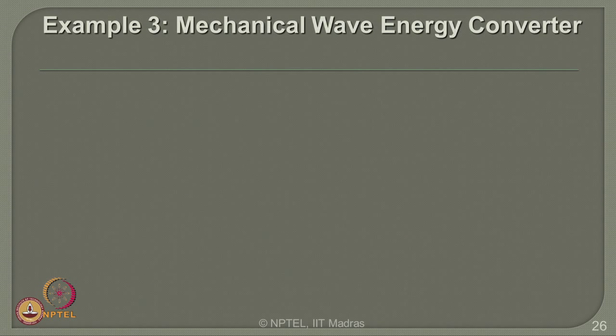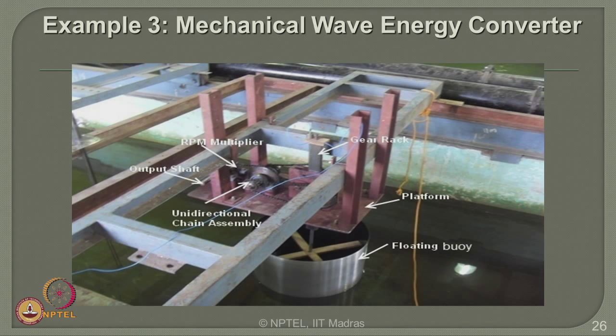So let us also take one more example, which is a mechanical wave energy converter designed, analyzed, developed and patented at IIT Madras. This is a device which is a scaled model of 1:10 of the prototype, which is designed for wave energy conversion. The mechanical system has different components: a gear rack system, a platform on which this will be mounted, a floating body, a unidirectional chain assembly, an output shaft, and an RPM multiplier.